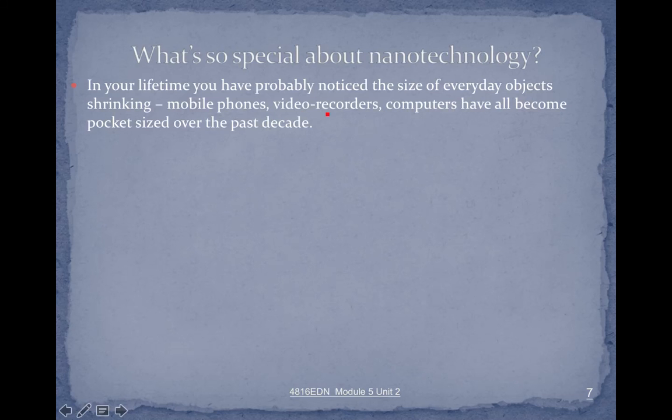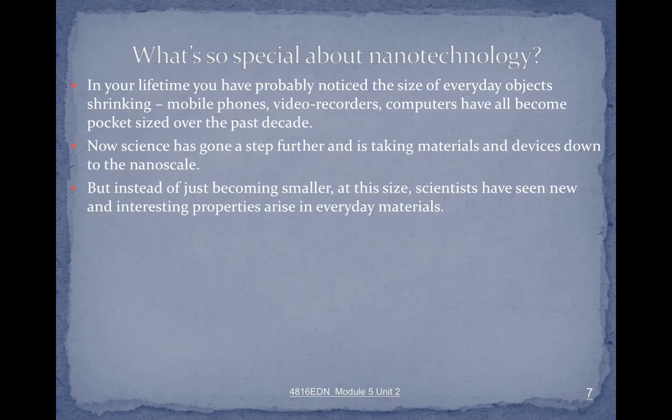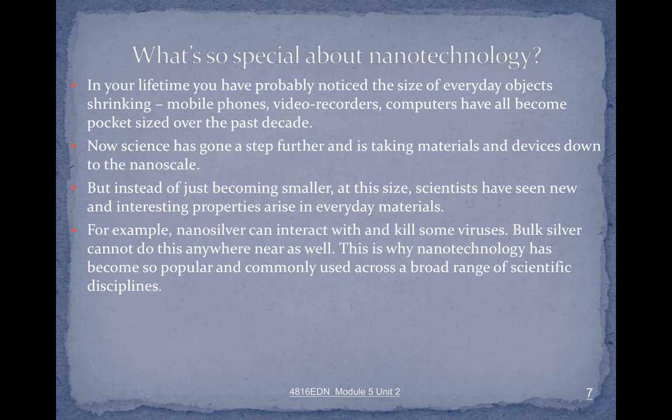It was almost like one of those ones that you see on the TV that they hold on their shoulder, and now the latest one that I had actually fit inside my palm. It was so small. So everything's getting smaller technologically. Science has now gone a step further and is taking materials and devices down to the nanoscale. But instead of just becoming smaller, at this size, scientists have seen new and interesting properties that arise in everyday materials. So it's not just that things are smaller or simplified, they're actually seeing different properties in materials at this scale.